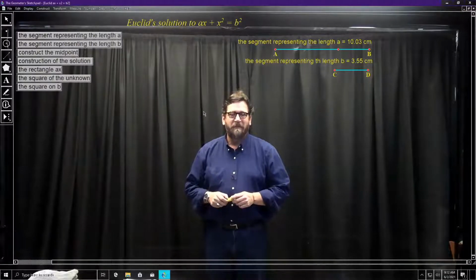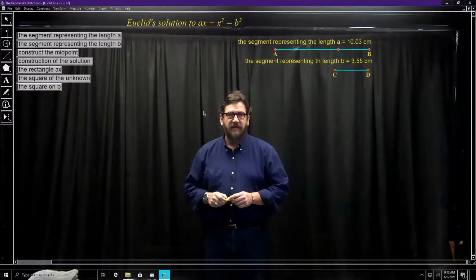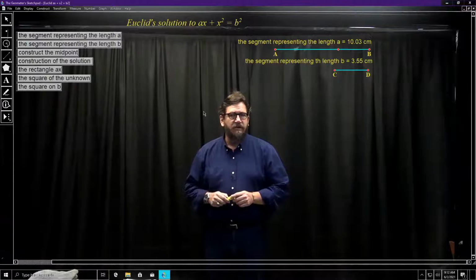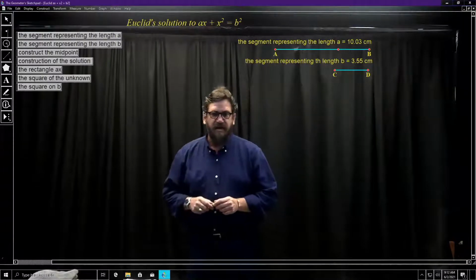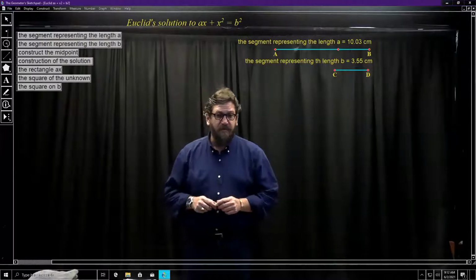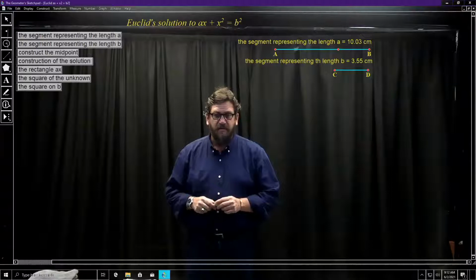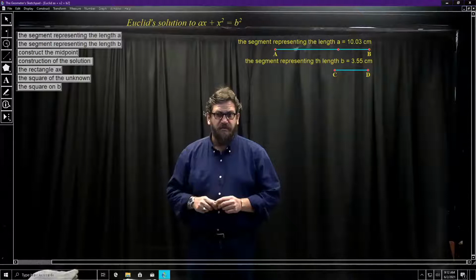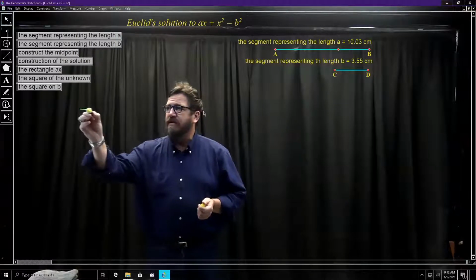And welcome back. And this time we're looking at Euclid's solution to the equation ax plus x squared is equal to b squared. Or in Euclid's language, can we find an unknown number such that a rectangle made with this unknown number and a known number a plus the square of this unknown number, will that be equal to a fixed known square value?